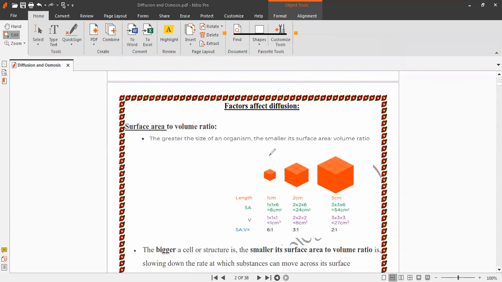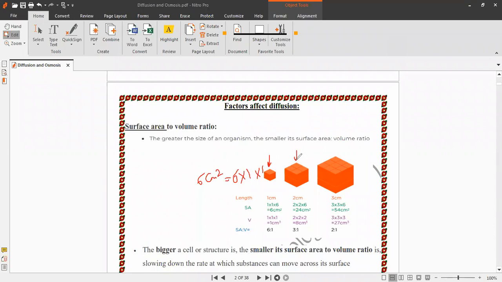Okay, this cube, like a cell, has a length of 1 centimeter. So what is the surface area here? 1 multiply 1 multiply 6. So the surface area for this cube is 6 centimeter square.